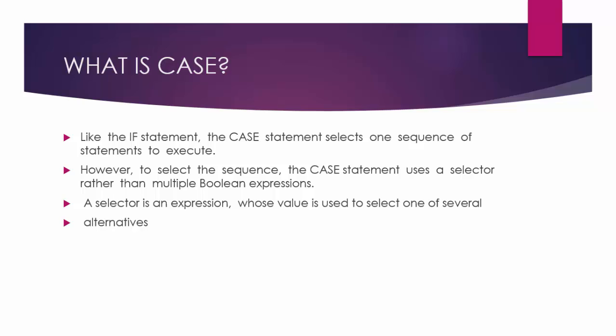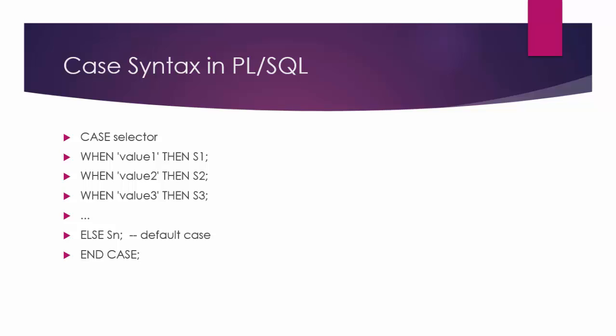This is the syntax of case selector: when value 1 then s1, when value 2 then s2, and similarly for n items we can check. Depending upon the value, we will execute some part of the code. After that we write the default case at the last and then end case.